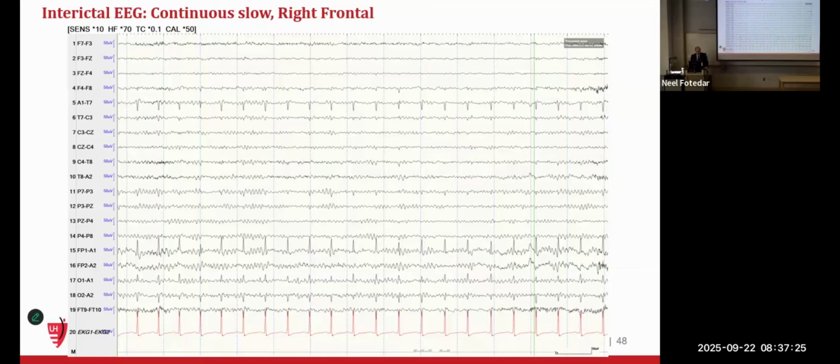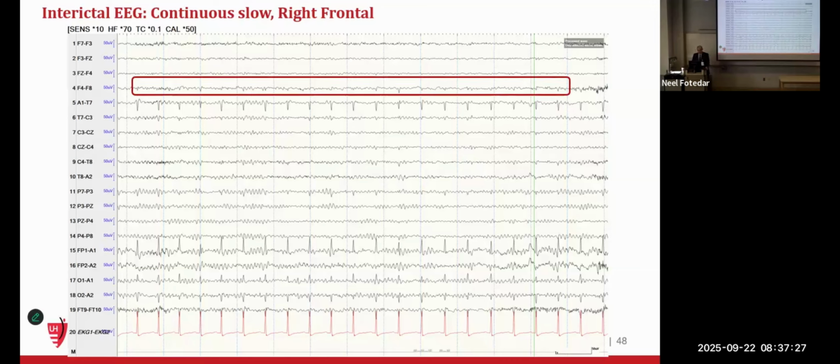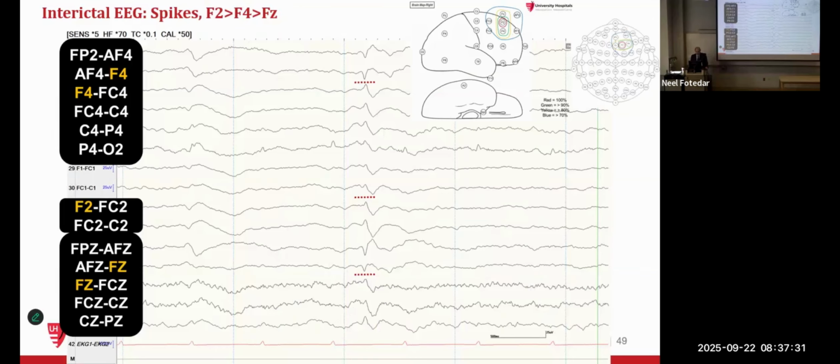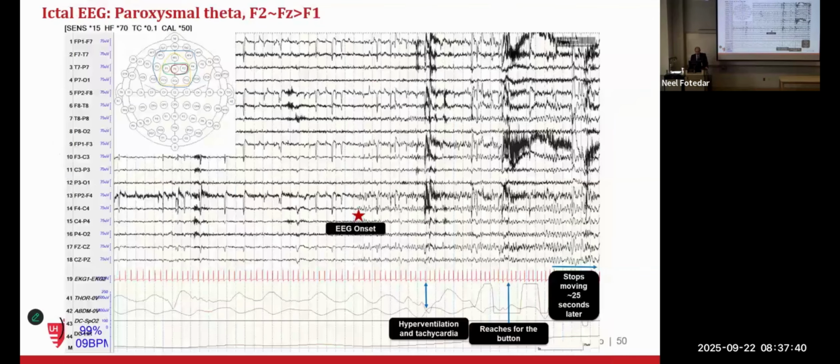This is her scalp EEG. There's a very subtle continuous slowing in the right frontal lobe in a run of 5, as you can see right there. And she had spikes mainly localized to the right frontal as well, maximum at F2, and then F4 and FZ. There's the isopotential map right there. And then we recorded the seizure. The seizure onset, as you can see marked here, was also in the right frontal region. This is the isopotential map, FZ and F2, very mesial right frontal.